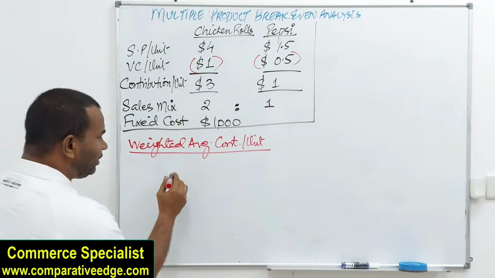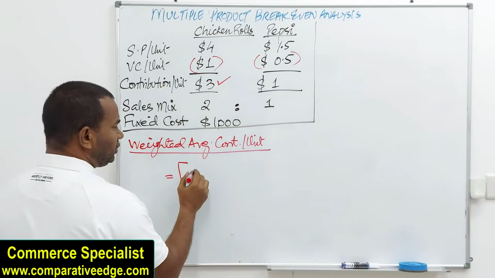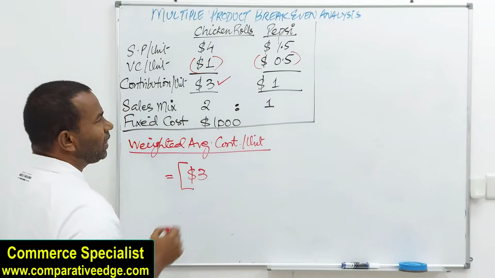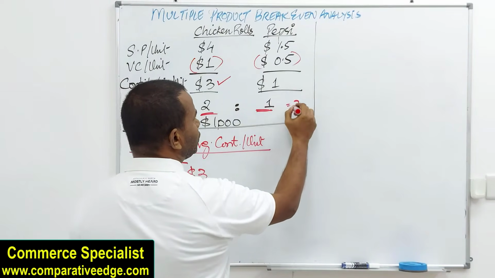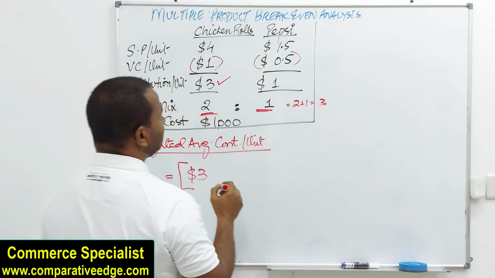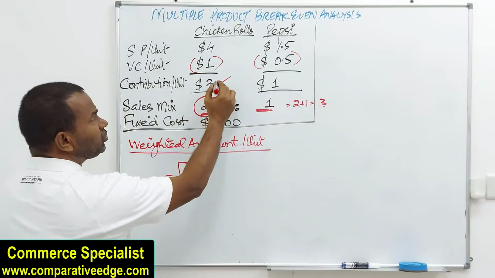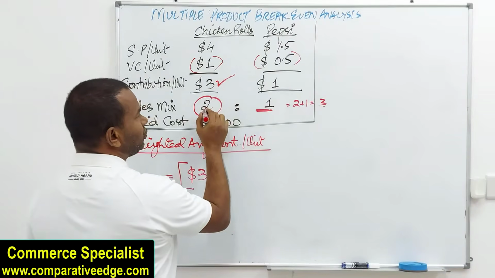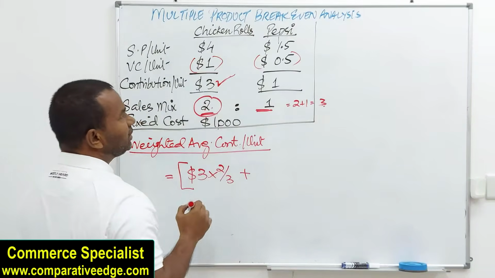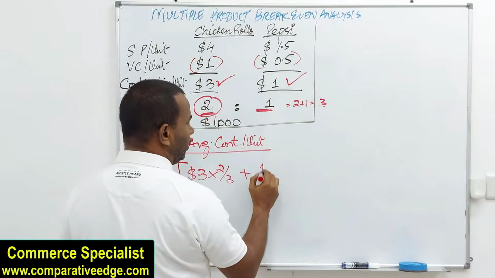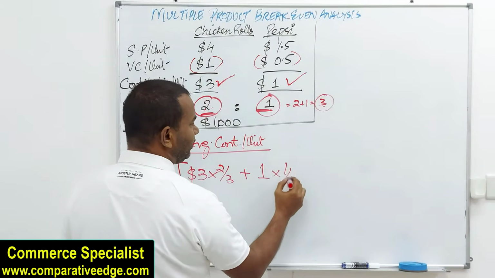How to calculate that? Pretty simple. You look at the contribution of chicken rolls, which is $3, and you look at the ratio here, 2:1. So you can add 2 plus 1 is 3. So the contribution of this is 2 divided by 3. So contribution is $3 and the ratio is 2 divided by the total, so 2/3, plus, what is the contribution of Pepsi? $1, and the ratio 1 divided by the total, so 1/3.